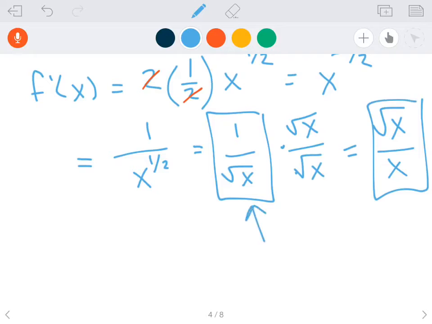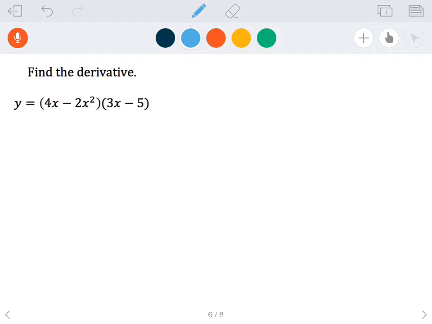So I would leave my answer like this, but if that wasn't an answer choice on a multiple choice test, then I might start looking for that one. I gotta figure out how I scrolled, that was convenient. Let's look at this one.